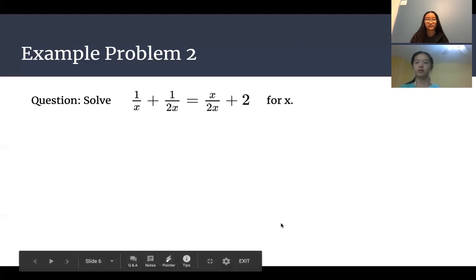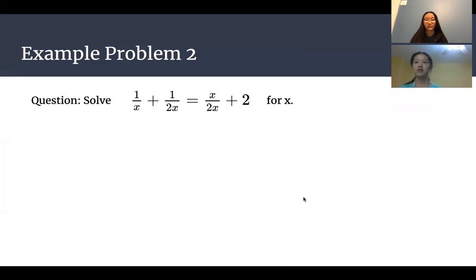So this second problem. Solve this big equation: 1 over x plus 1 over 2x equals x over 2x plus 2. And if you're watching, pause and see if you can solve it.